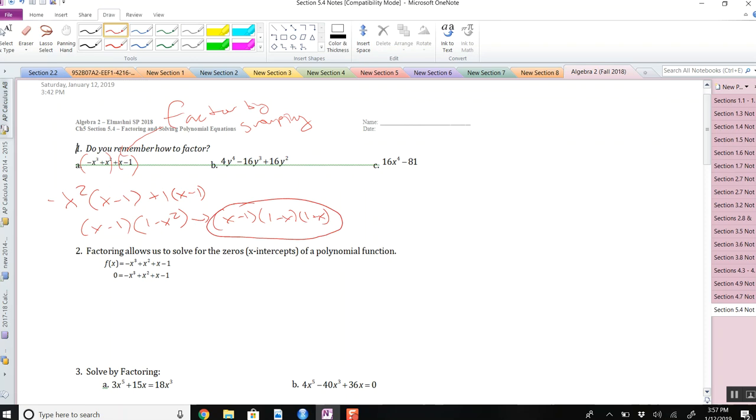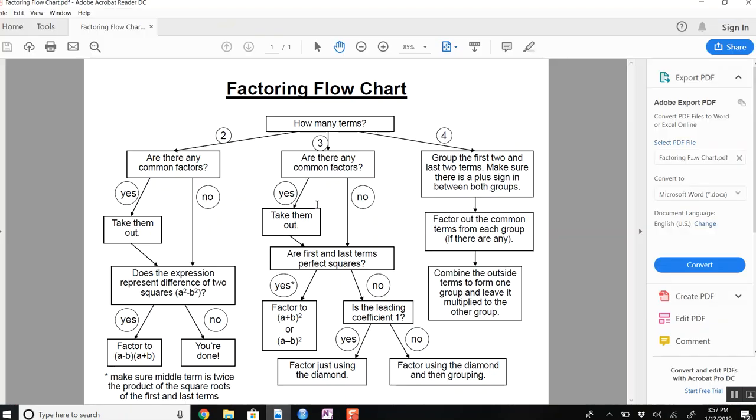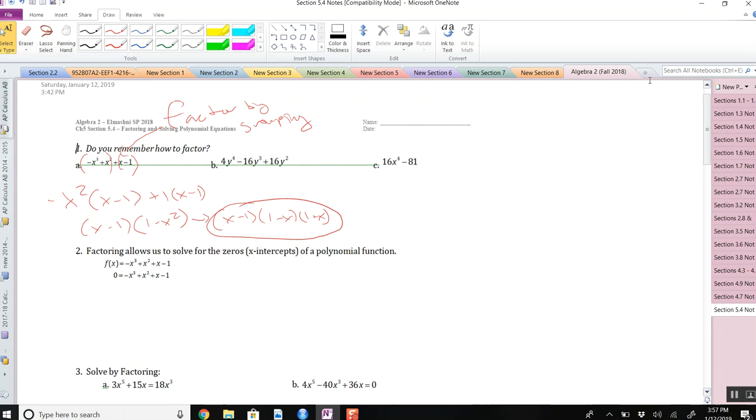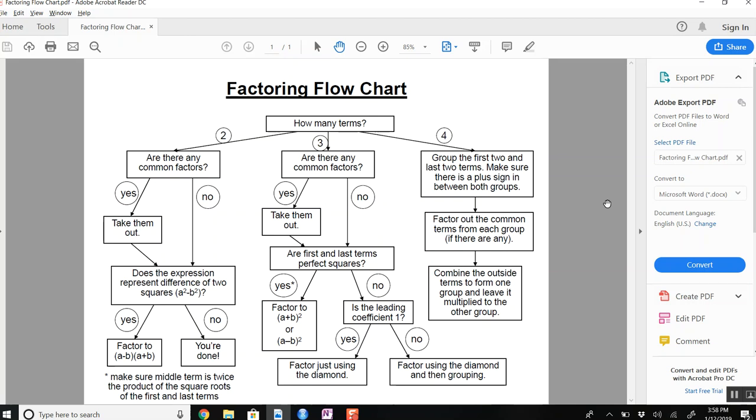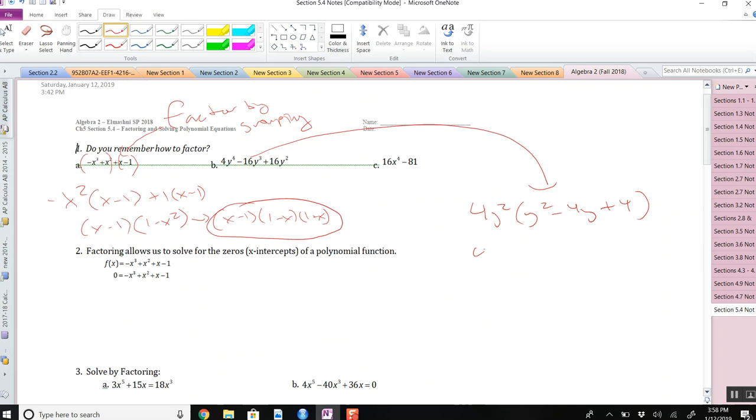Now we have 3 terms. Going back to the factoring flow chart, we want to take common factors out. So that's what we're going to do here. We see that 4y squared is a common factor. We get y squared minus 4y plus 4. Then we see that the first and last terms are perfect squares, and it does factor as a binomial squared. So it's going to be y minus 2 times y minus 2. Or if you so desire, you can write 4y squared times y minus 2 squared. Either way works.